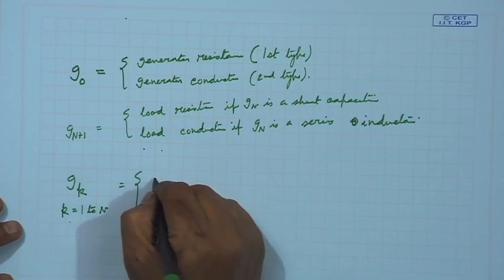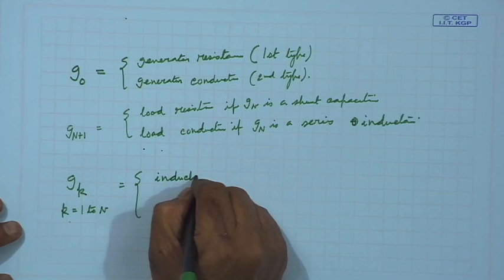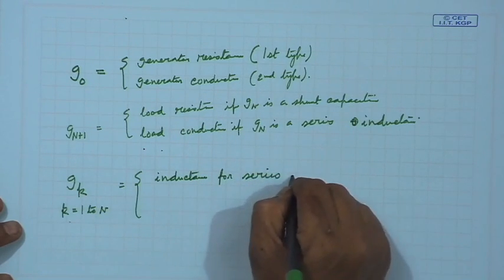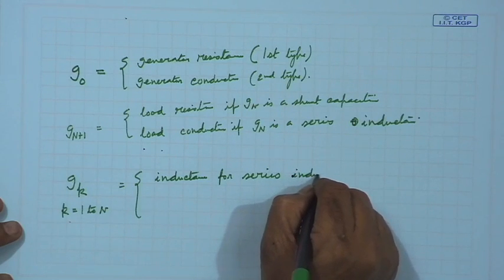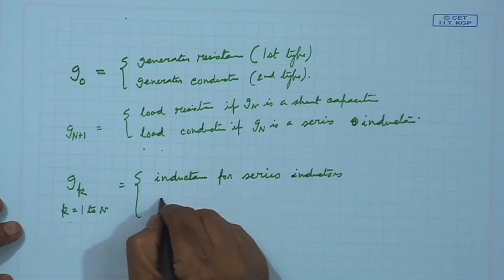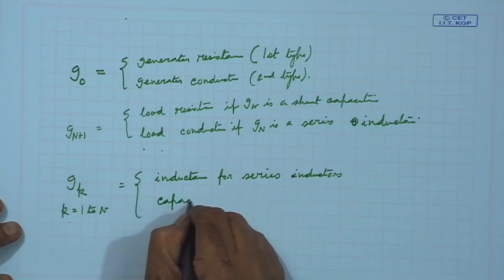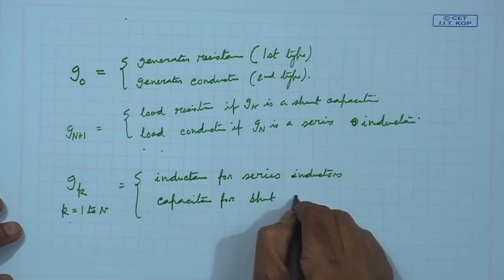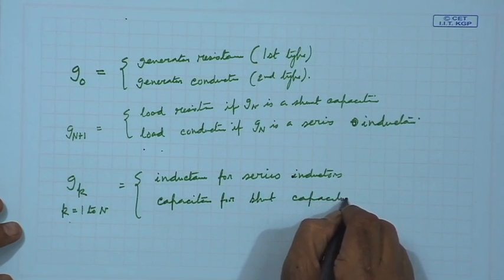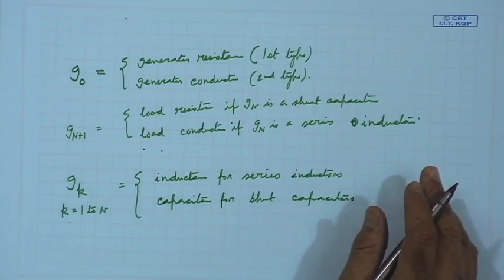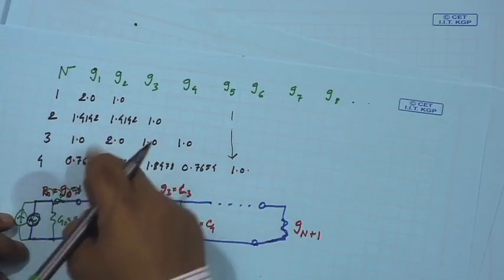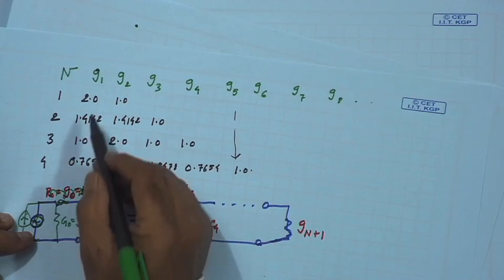So, this is inductance for series inductors and capacitance for shunt capacitors. So, the moment that has been done, you see this generalization now looks meaningful. They have specified various values, as we will take. Now, it is up to us which design we are following.